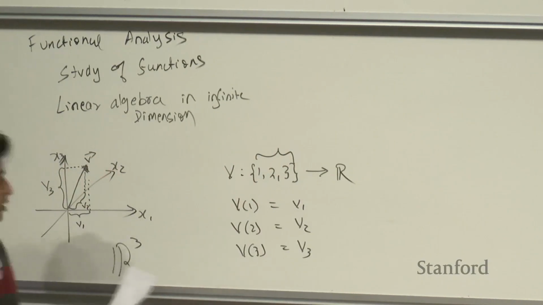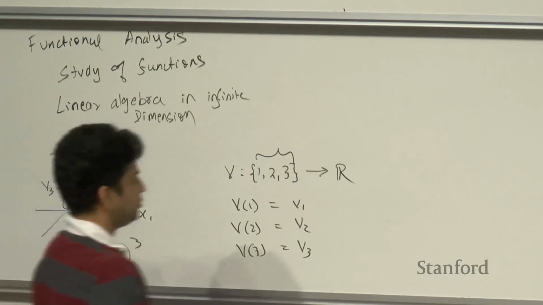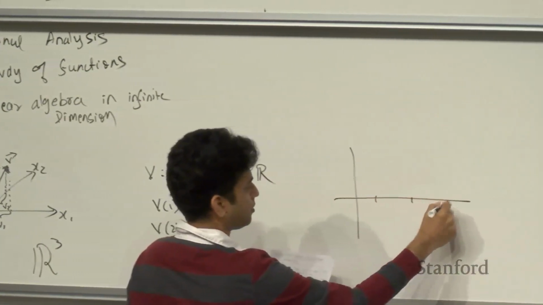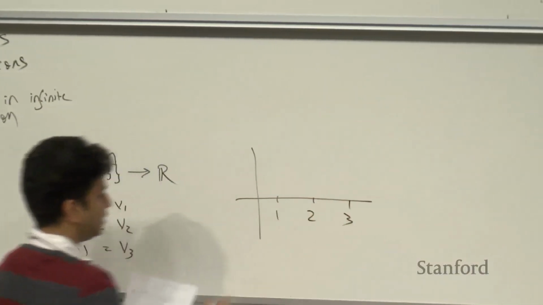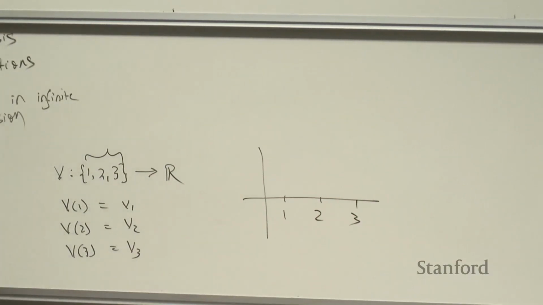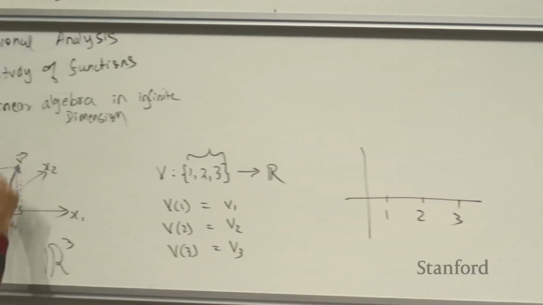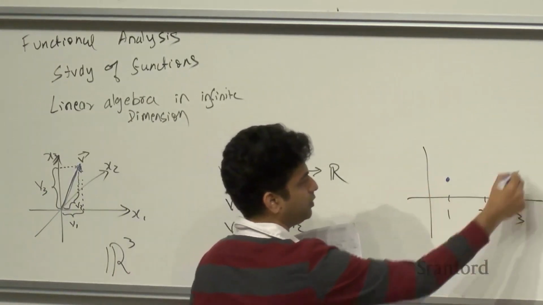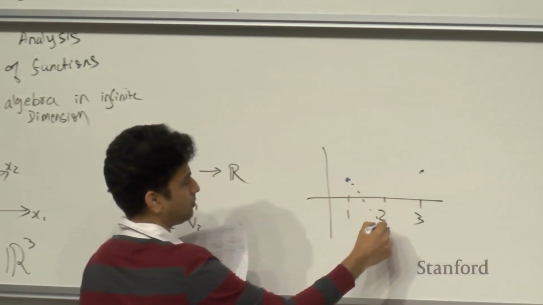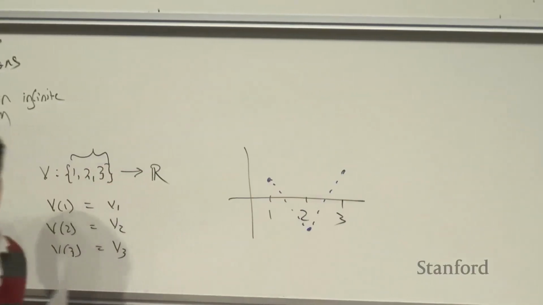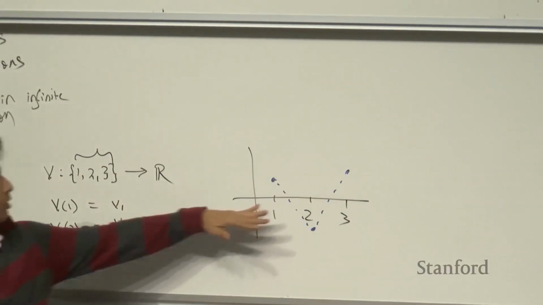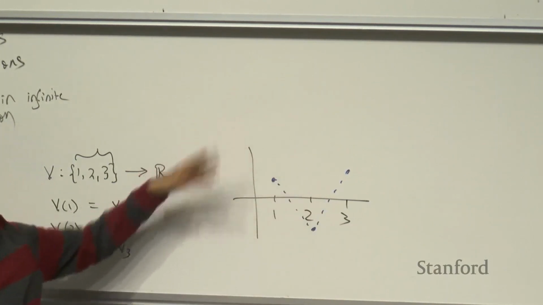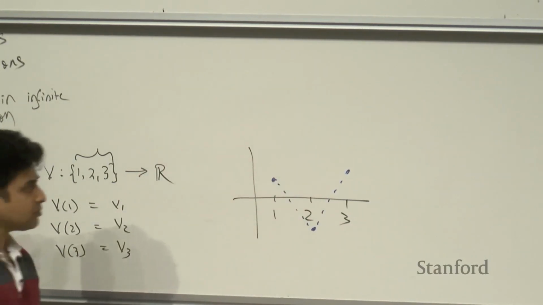Now this vector you can also visualize as a function over 1, 2, 3, right? So this vector, let's call it the blue vector. v1 is some value, v2 is some value, v3 is some value. So think of it as a function whose domain is just 3 integers, and whose values are real valued, right?